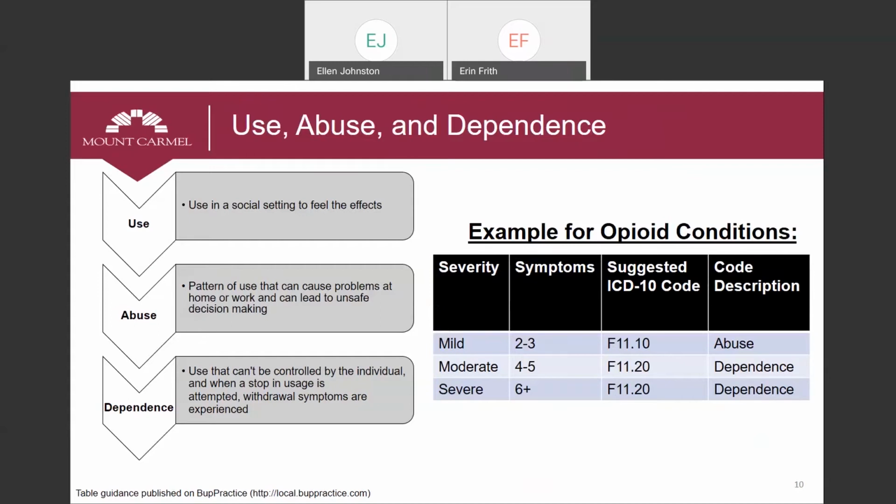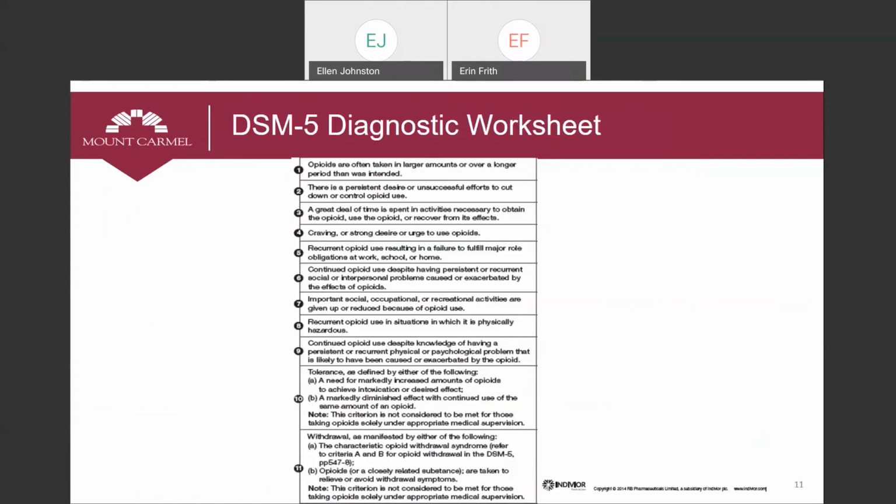These suggestions for code capture and more reading for the DSM-5 criteria can be found at the source at the bottom of this slide and on the worksheet on slide 11.